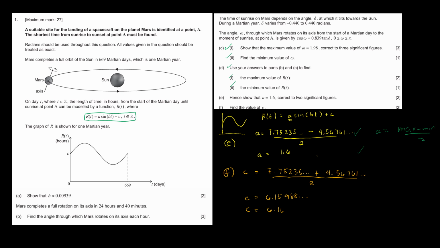So this is done. Now the C here, this is our horizontal translation, and C is computed as max plus min over 2. So for the translation, we call this our principal axis.